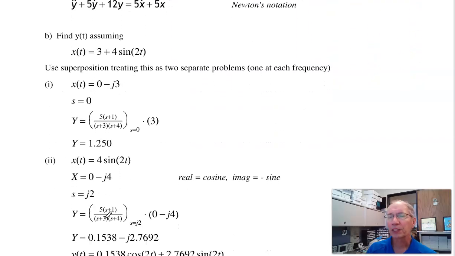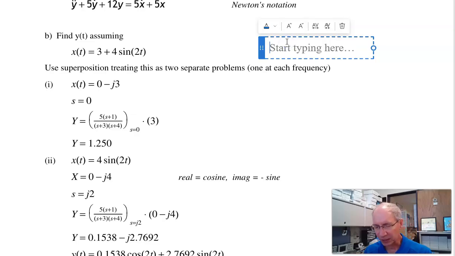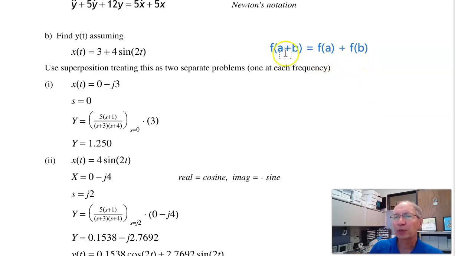The reason we like transfer functions is it makes filter analysis way easier. For example, suppose I have x of t is 3 plus 4 sine of 2t. I'm going to use the property of linearity. What linearity says is, in a function with two terms, that's f of a plus f of b. So treat these as two separate problems. I'm going to assume x is just a constant 3, find y. Assume x is a sine wave, find y. Take the two answers, add them up. That's the total answer. So taking the first one, suppose x is 3.